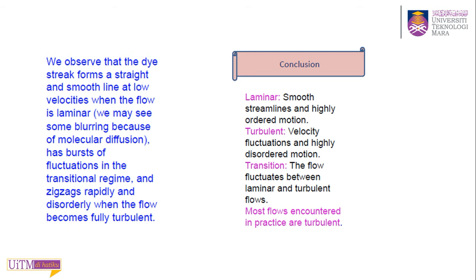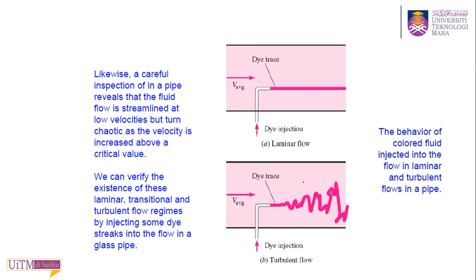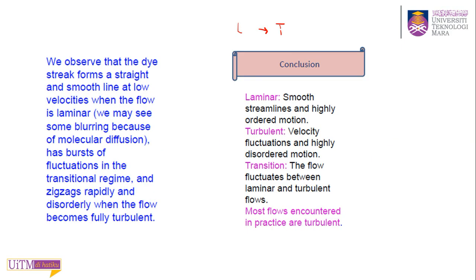But there is one more, what we call the transition. To change from laminar to turbulent, it cannot change immediately. It has one region in between which we call the transition. If you look at this example, there must be a transition region before the flow can change to fully turbulent. So the transition is the region between laminar and fully turbulent.